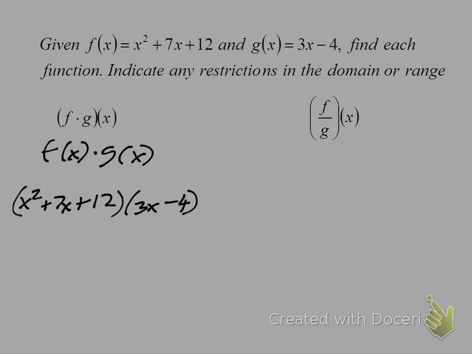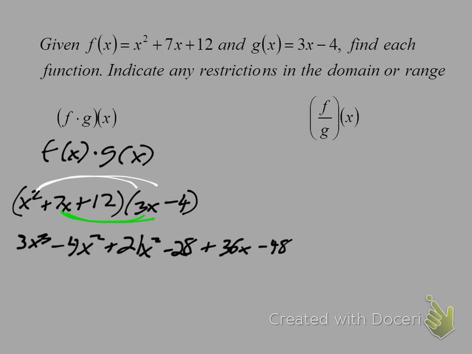So distribute the x squared, so you get 3x cubed minus 4x squared. Do the 7x to give you 21x squared minus 28x. Do the 12, so 36x minus 48. All right, boom, boom, boom, boom, boom, boom. And then your like terms, so they're all going to blow away.